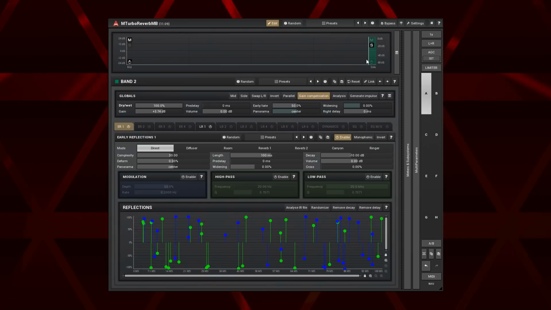Somewhere here, I think. Now, if I play the whole thing, you'll notice that the low pitch percussion doesn't have any reverb effect. To change the level of reverb, I must use the second band's gain controller.